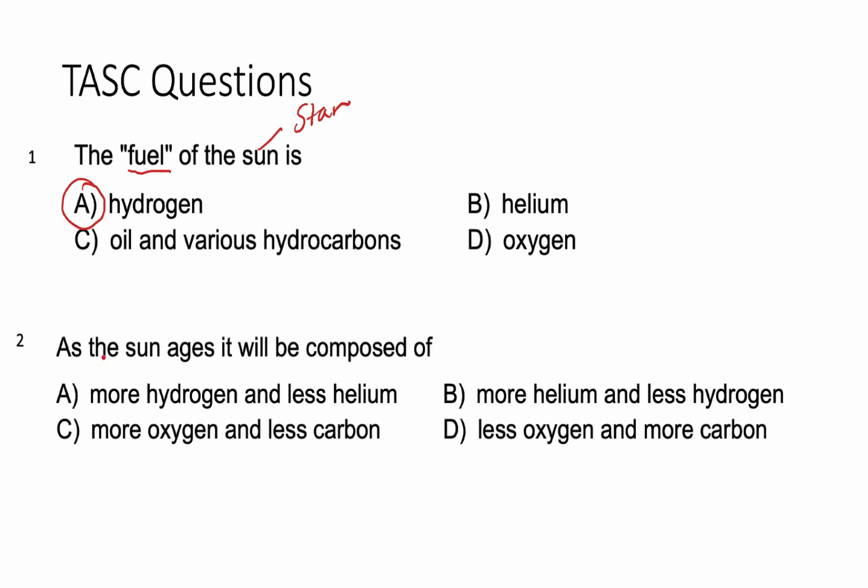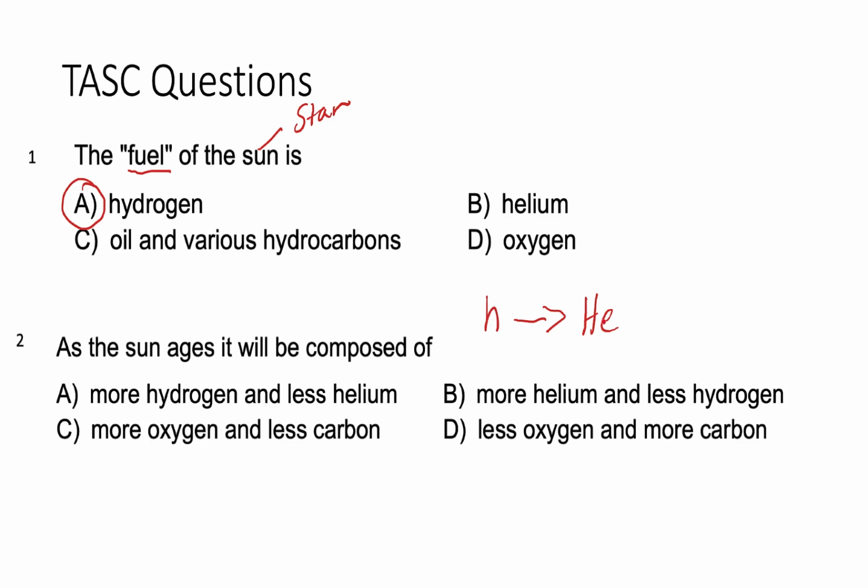Question 2. As the sun ages, it will be composed of A, more hydrogen, less helium. B, more helium and less hydrogen. C, more oxygen and less carbon. And D, less oxygen and more carbon. So remember I talked about how as the sun begins to age, it's going to go through nuclear fusion. And nuclear fusion is when your hydrogen gets converted to helium. So the sun is aging, it's getting older. All that hydrogen is now being converted to helium.